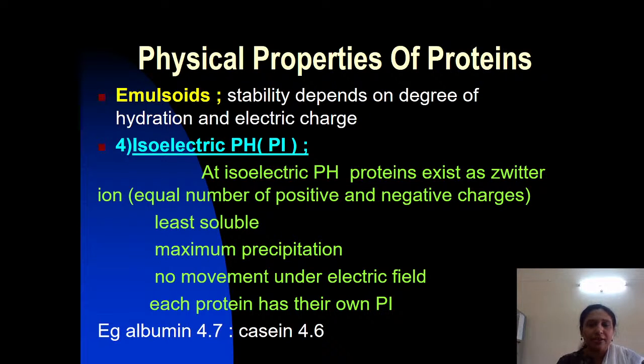Now we know that the isoelectric pH depends upon the number of ionizable groups. At the isoelectric pH, proteins are least soluble and give maximum precipitation. An example of isoelectric pH: albumin is 4.7. The isoelectric pH of casein, the milk protein, is 4.6.